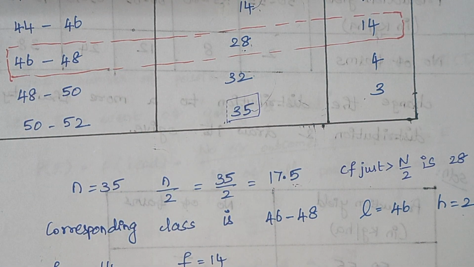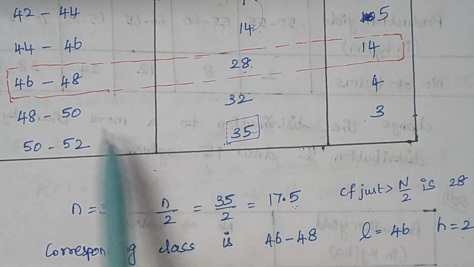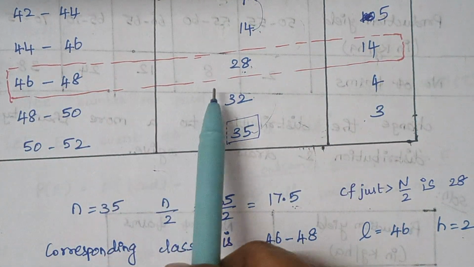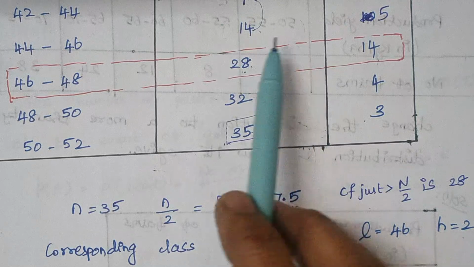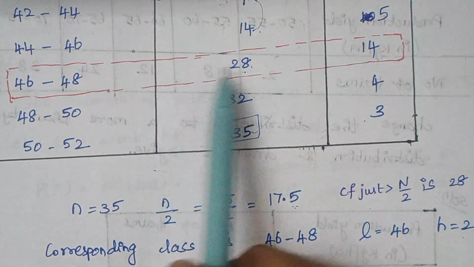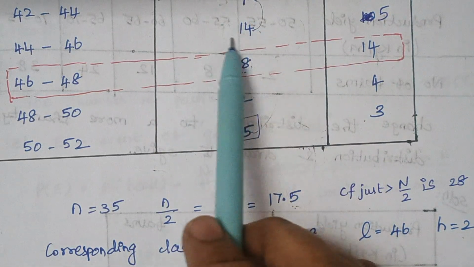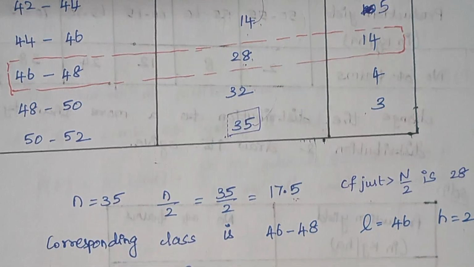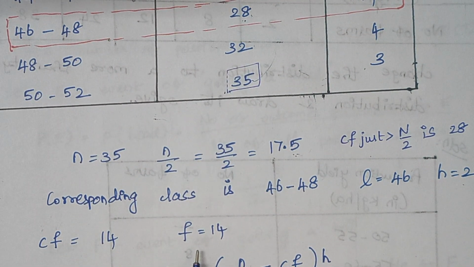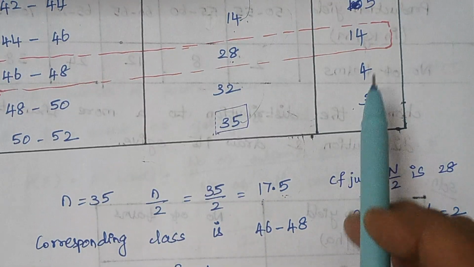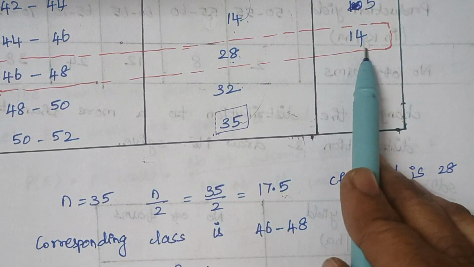What about the value of cumulative frequency? That is, for the selected row, the value of cumulative frequency prior to the row. So this is our row, and the value prior to this is 14. So the value of cumulative frequency is 14. And what about the frequency here? The respective value of frequency is also 14.